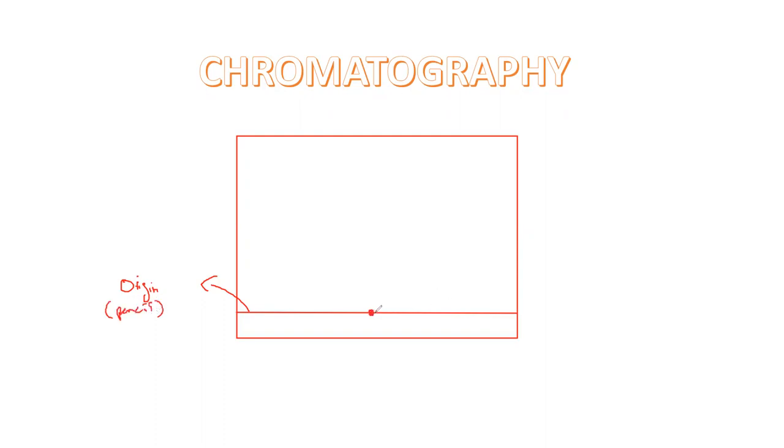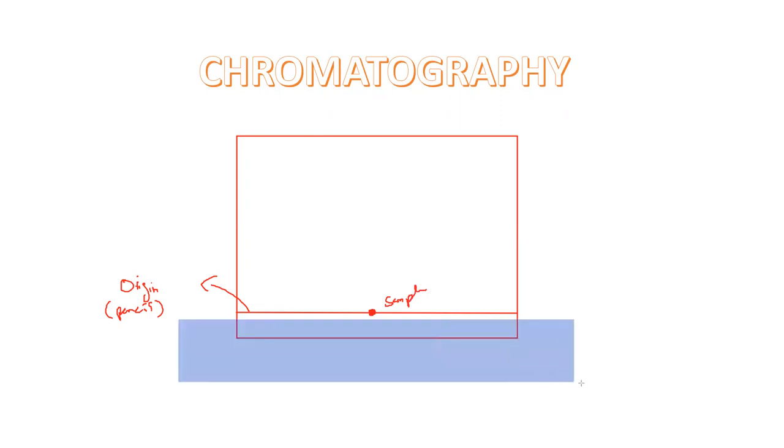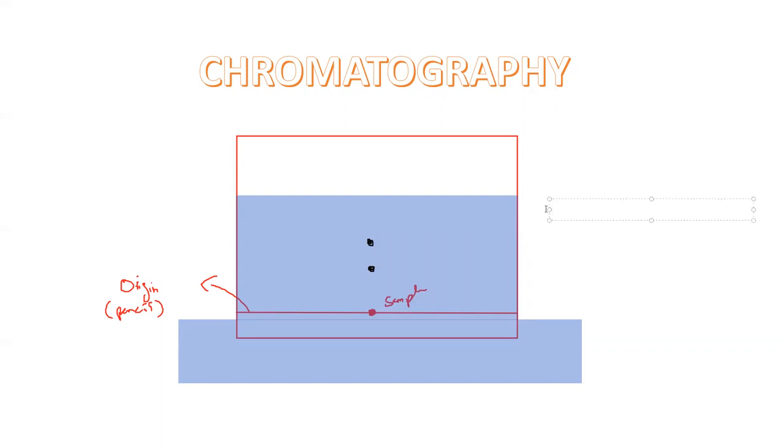Then we place a sample here. And after that, we use a suitable solvent. A suitable solvent means a solvent which can dissolve this sample. As the paper soaks up this solvent, the solvent will rise. As the solvent rises, the spot will also rise with the solvent. So if we observe two spots, is the sample pure or impure? This sample is impure because we have more than one spot.